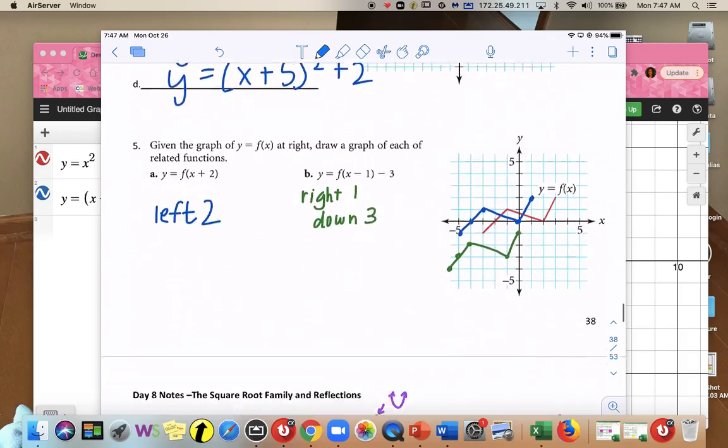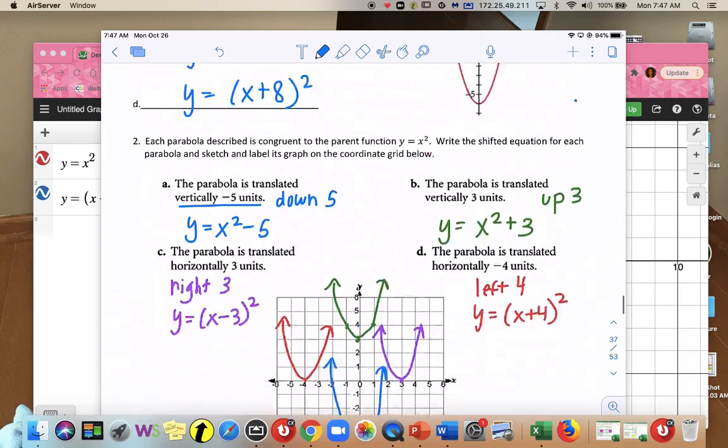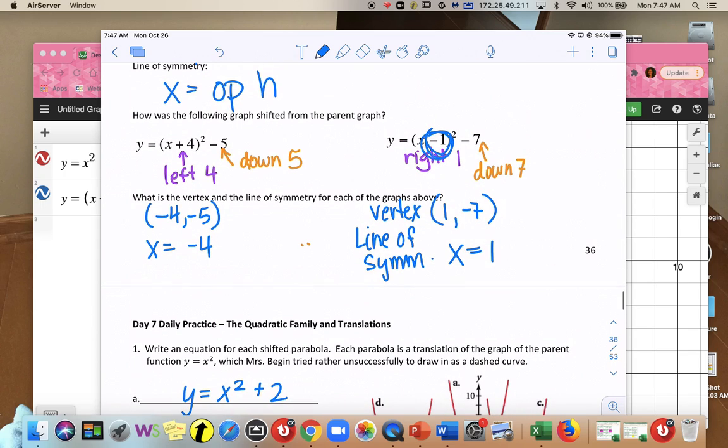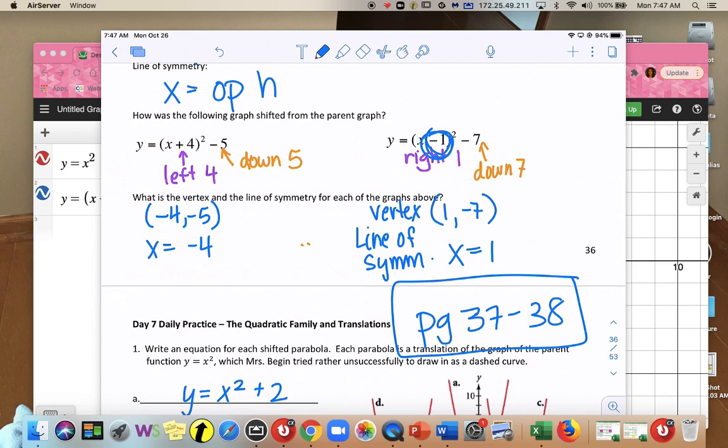It has you draw them. So it's the next 2 pages. So it looks like pages 37 and 38. Yeah. 37 to 38. All right, so do this for tomorrow and check your answers.